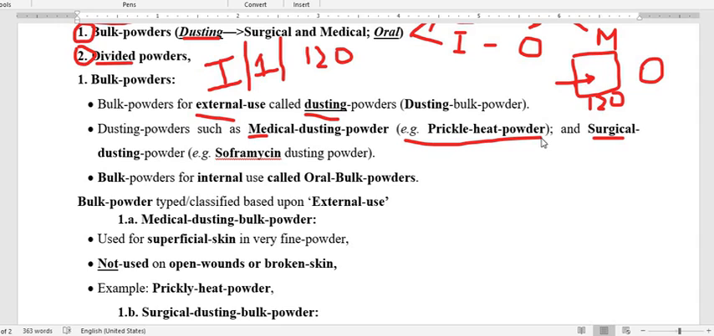We are going to use it on the wound, the umbilical cord in the case of a kid, and in the body cavity. And the best used dusting powder, called surgical dusting powder, is soframycin dusting powder. So this is a very, very important dusting powder.